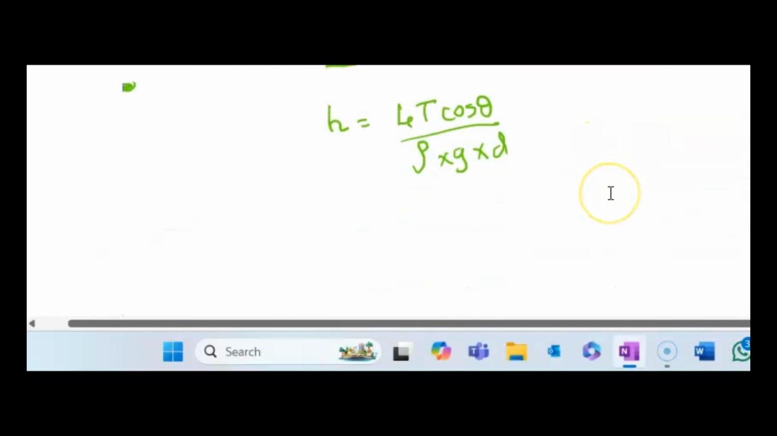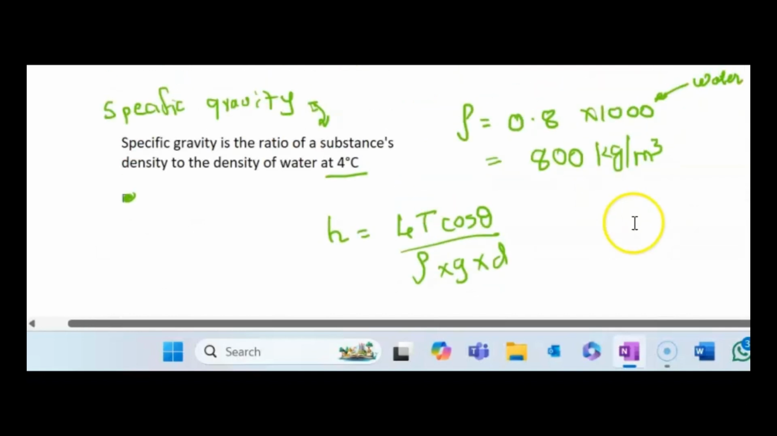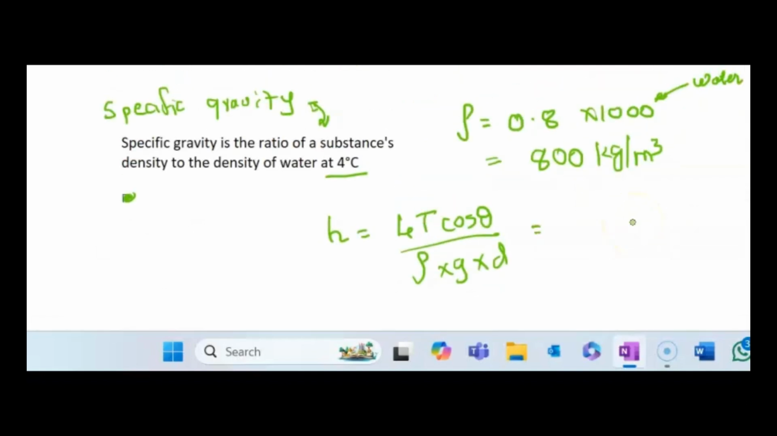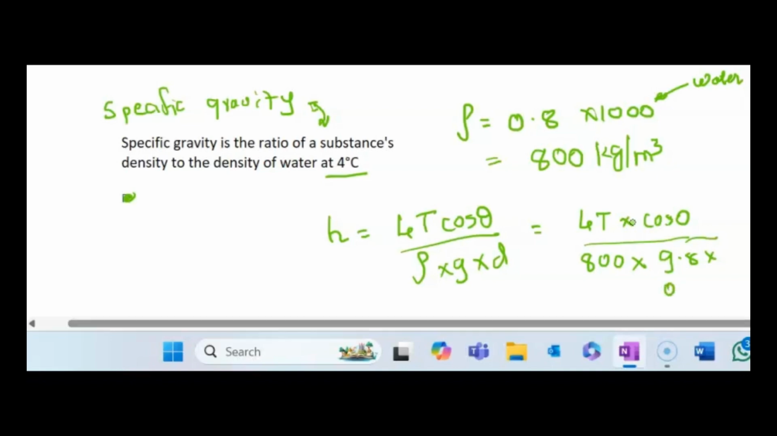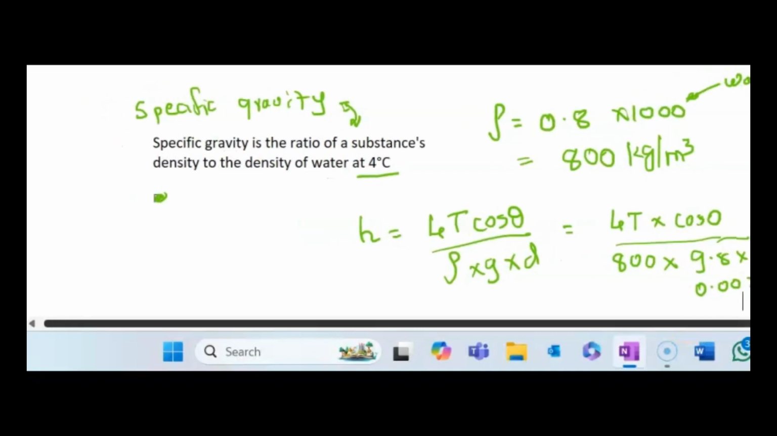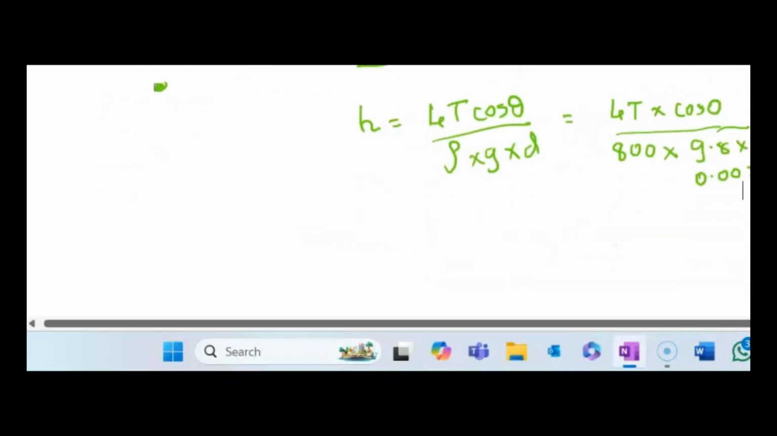So let's continue with this part. 4T cos theta will be equal to 4 into T into cos of 0, divided by the whole. So what is the density we got here? 800 multiplied by g, that is 9.8, into the diameter. I am converting mm into meters. That will be 0.002 meters. So this is what you will be having here, right?